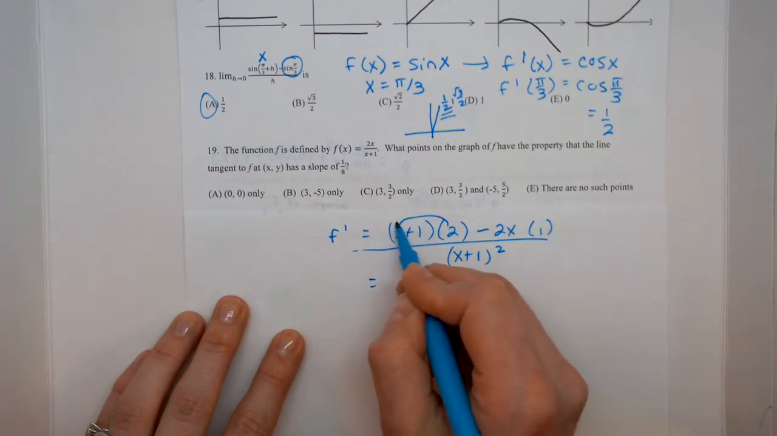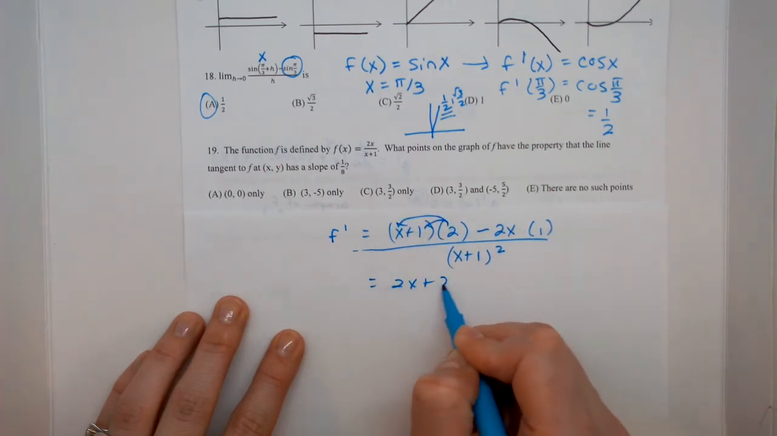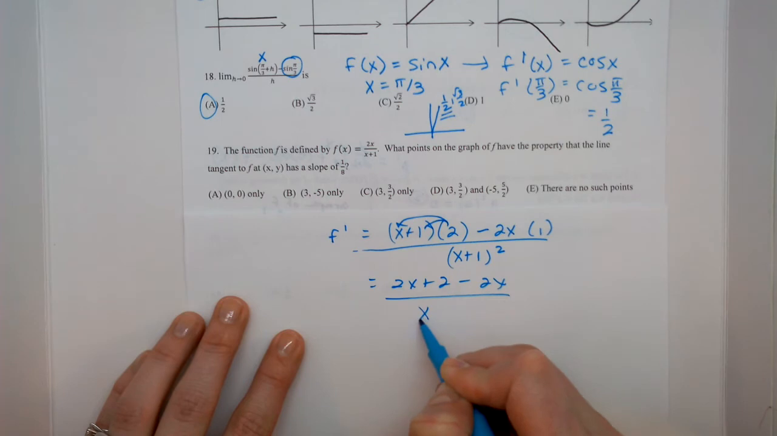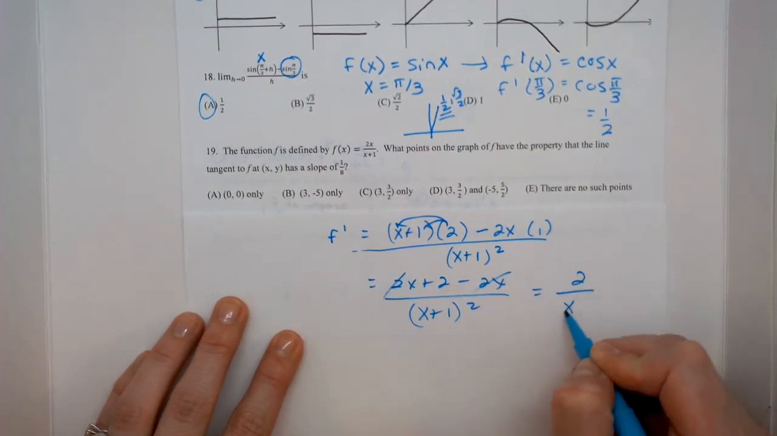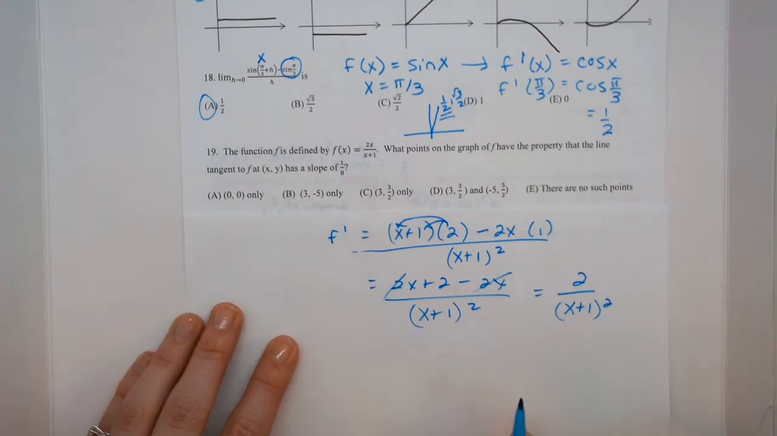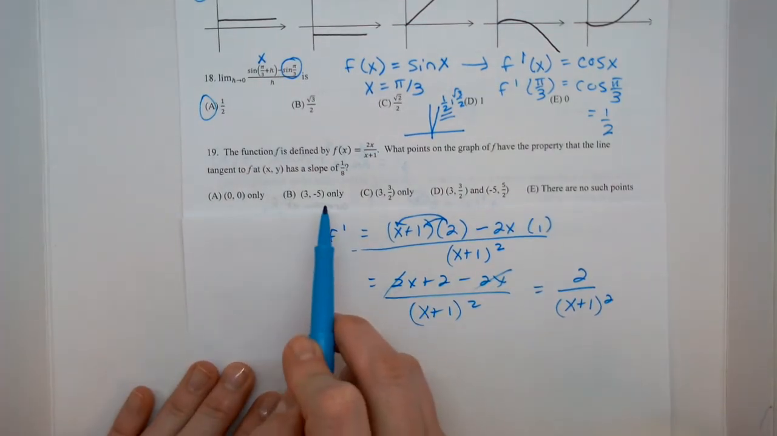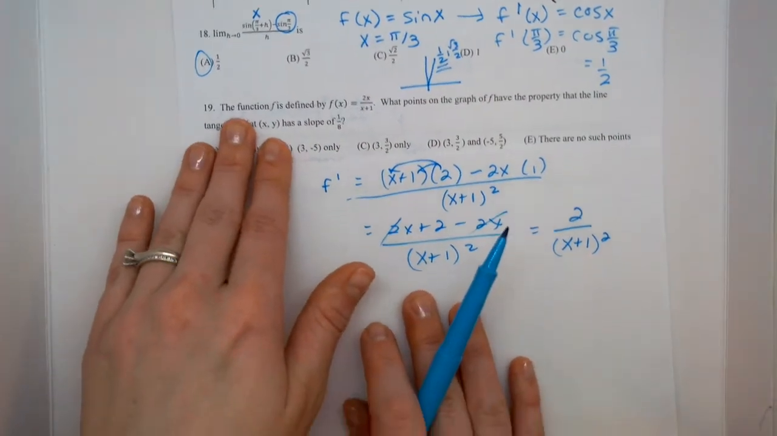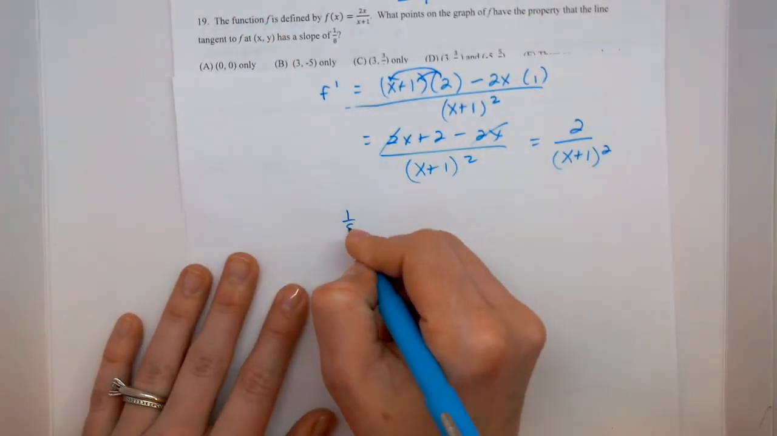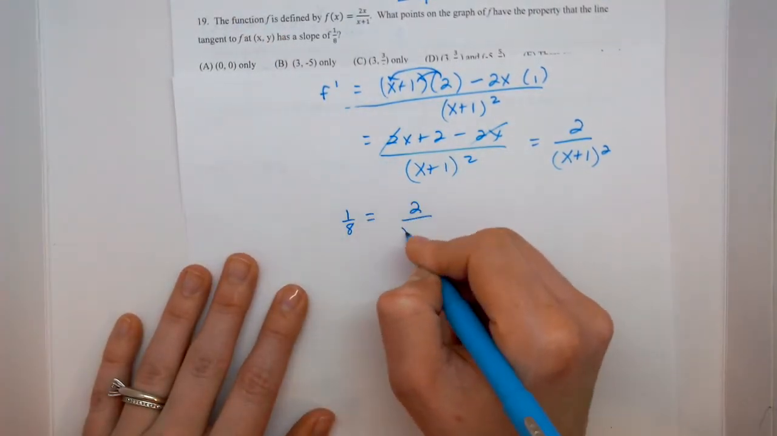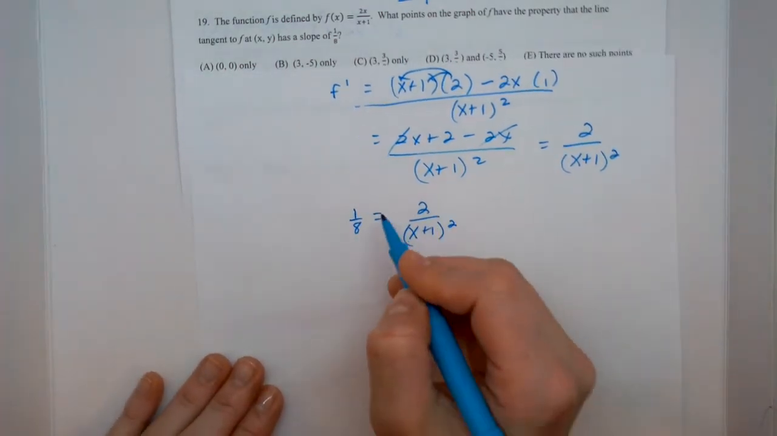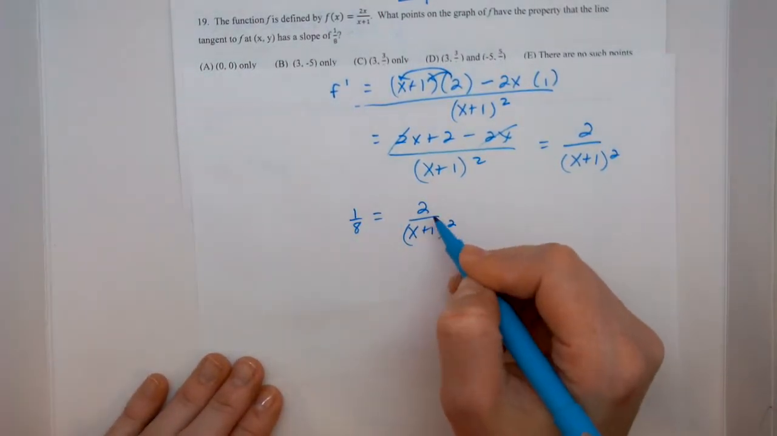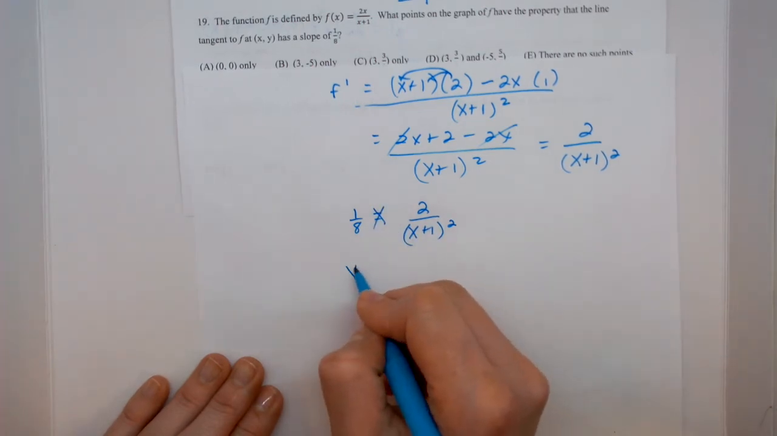Okay, so now I've got 2x plus 2 minus 2x over x plus 1 squared. So 2 divided by x plus 1 squared is the derivative. Now I want to know when the derivative, or the slope of the tangent, is an eighth. So we'll set 1/8 equal to 2 divided by x plus 1 squared. Okay, now I'm going to move this x plus 1 squared to the top by cross multiplying.